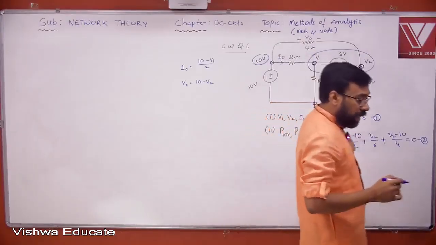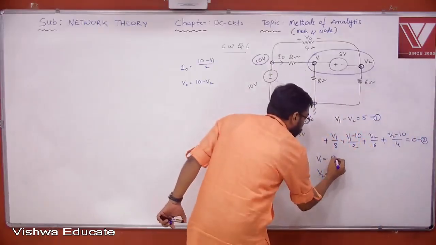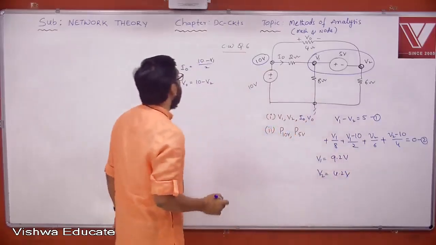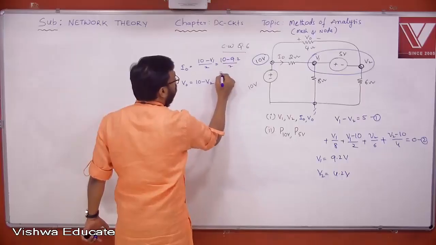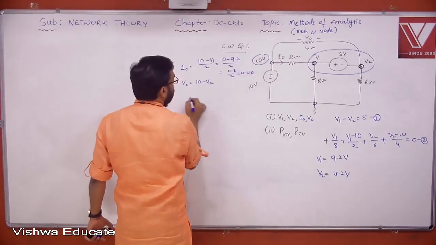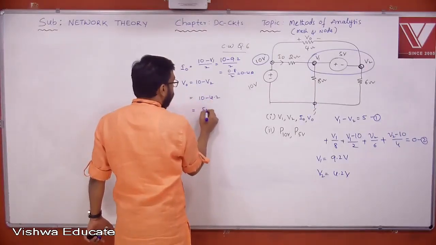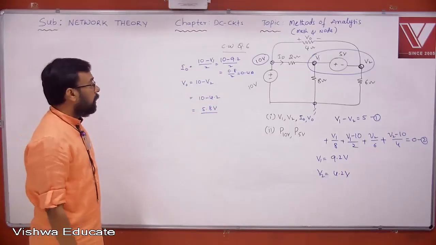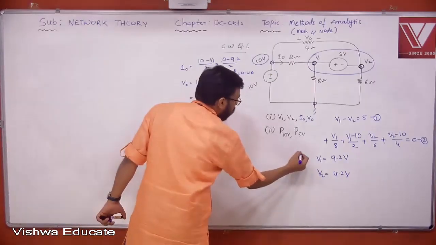Solving these 1 and 2, I can give you the answer directly here. V1 is 9.2, V2 is 4.2 volts. Now what do you get here? I0: 10 minus 9.2 by 2, that is 0.8 by 2, 0.4 ampere. V0: 10 minus V2, 10 minus 4.2, nothing but 5.8 volts. That's it. Okay, 5.8 volts. Then this is nothing but the first question, right? The first question you got it here.